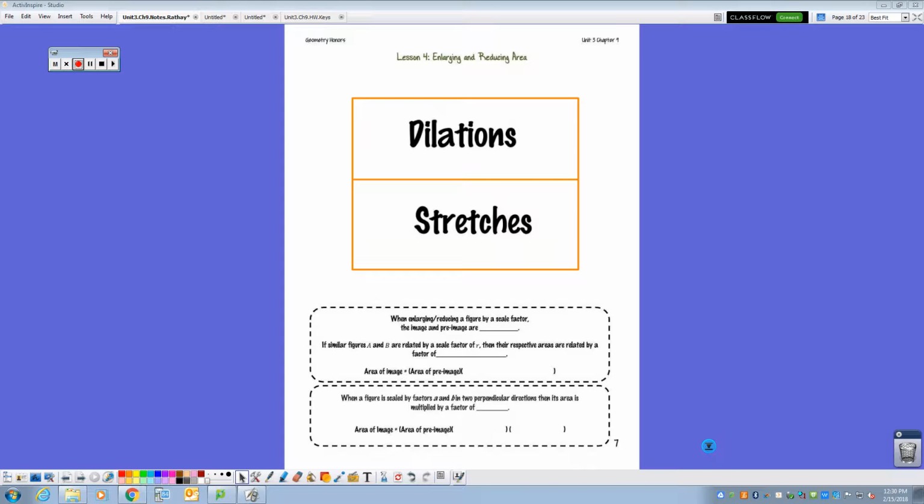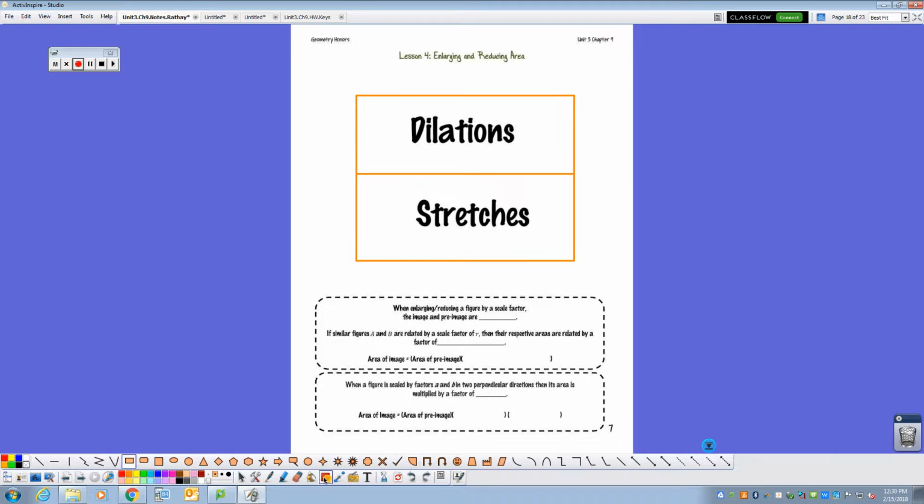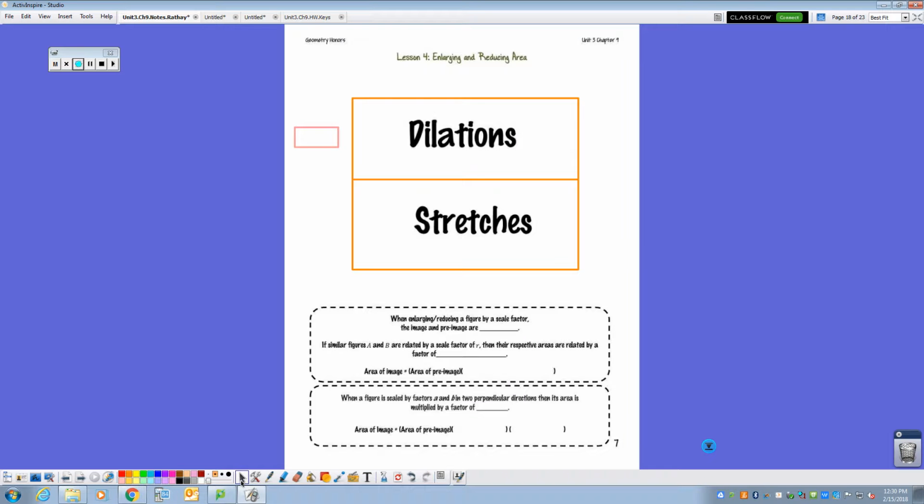Alright, so lesson 4, I'm just going to recap the rules in case you were out. It looks at enlarging or reducing area, and we have two cases of enlarging and reducing area. We have a dilation, and a dilation is where we have a shape that maybe looks like this rectangle, and to dilate it, I would grab it from the corner of the rectangle, and everything is getting bigger. All of the sides are changing proportionally. This is what a dilation would look like.